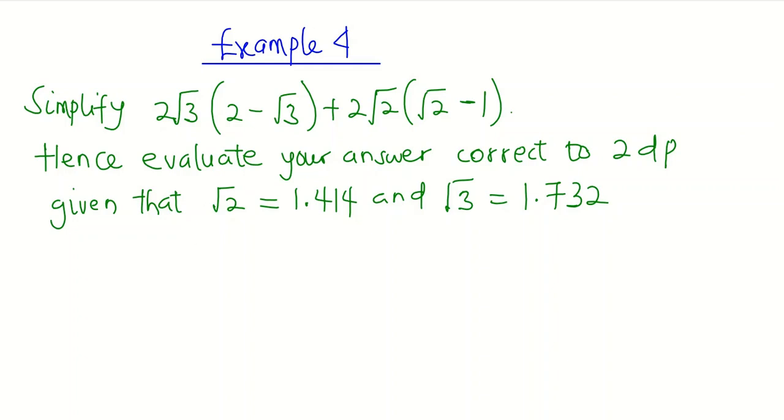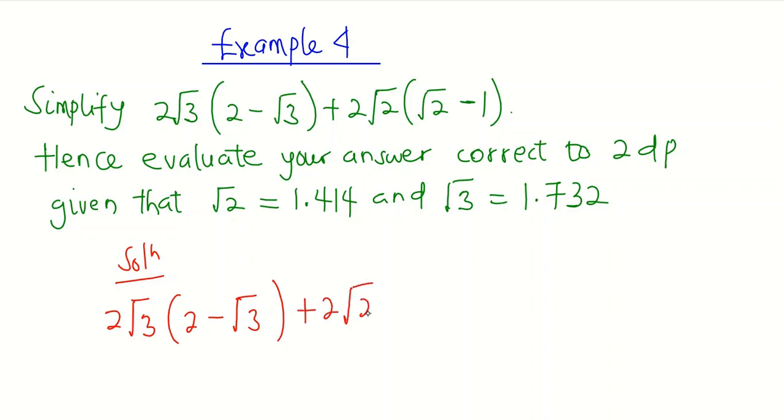Alright, so we continue, and our solution becomes: we have 2 square root of 3, 2 minus square root of 3 plus 2 square root of 2. We have here square root of 2 minus 1.